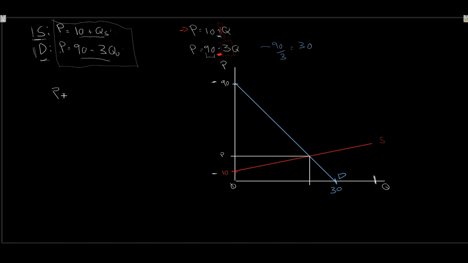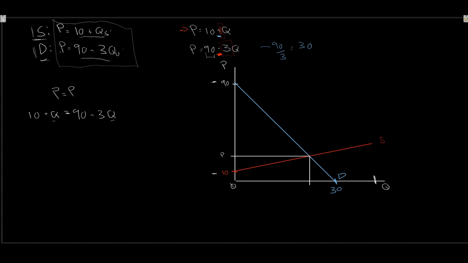I can go price equals price. And, okay, price equals price, I already have that. So this price would be 10 plus Q equals the other price, 90 minus 3Q. Hey, now I have one unknown, Q. I can get these together, isolate, and solve for my quantity. So let's go through that little bit of algebra and figure out what our quantity is.